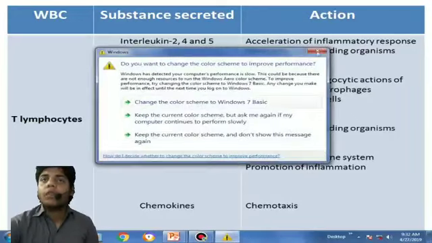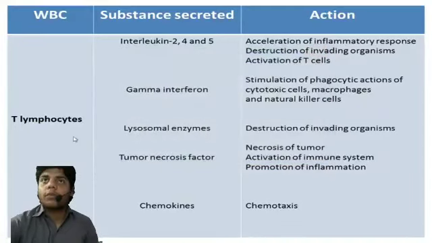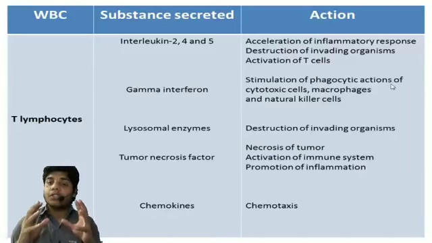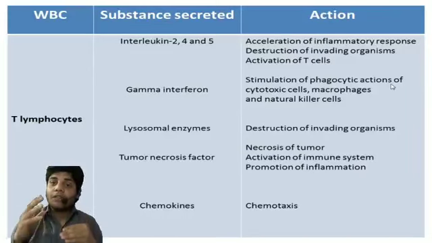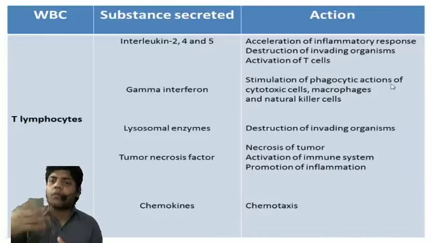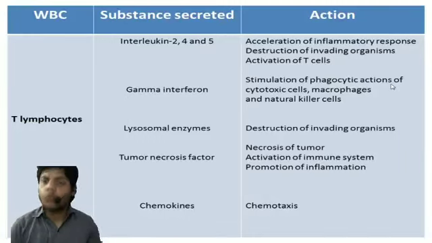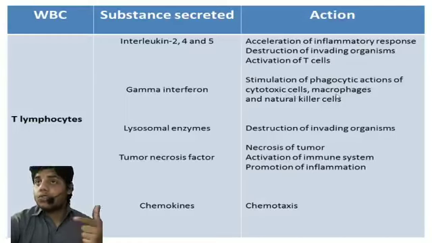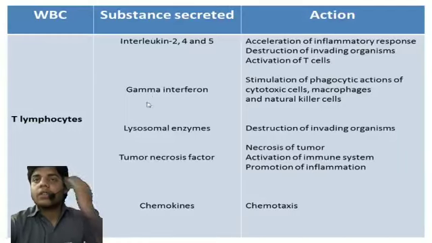Then we have another chemical which is secreted from the T lymphocyte granules. We call it gamma interferon, and the action of gamma interferon is the stimulation of phagocytic action. Whenever gamma interferon is secreted, it can cause the phagocytosis action of each cell. Means each cell then performs the phagocytotic action. Neutrophils and monocytes, I'm talking about these kinds of cells. Then they can also activate the cytotoxic T cells, macrophages and natural killer cells.